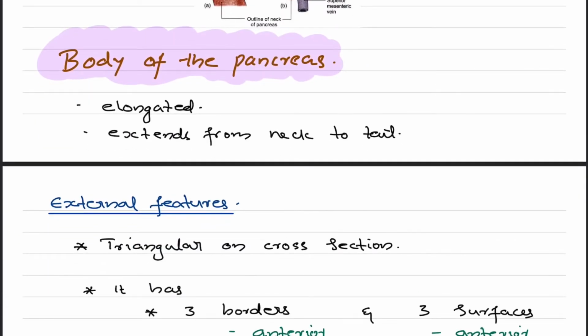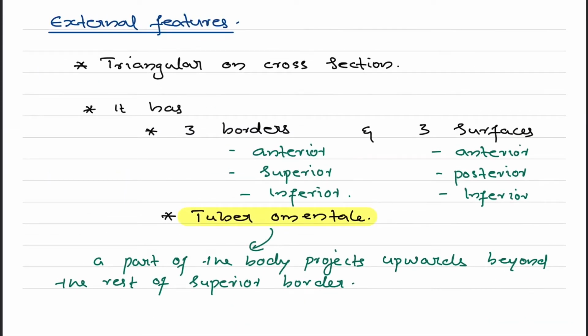The body of pancreas is elongated, extends from the neck to the tail. External features: it is triangular on cross section. So when we cut the pancreas in cross section, this is how the body of pancreas looks. It is triangular on cross section, so it has three borders. This is anterior, superior and inferior.